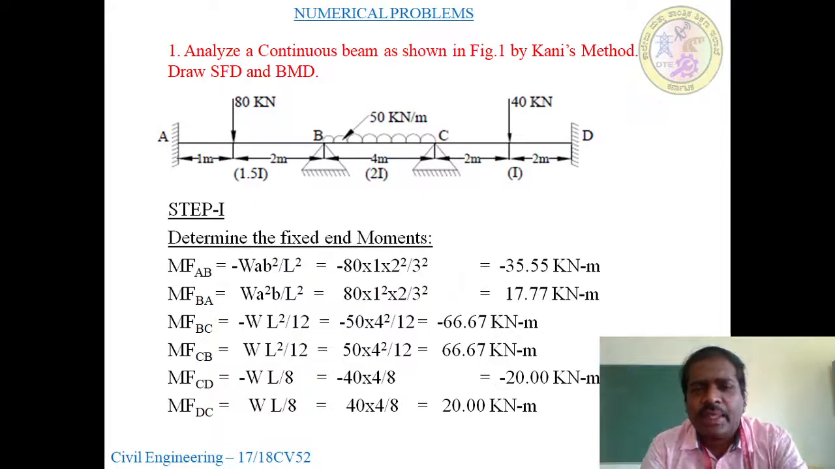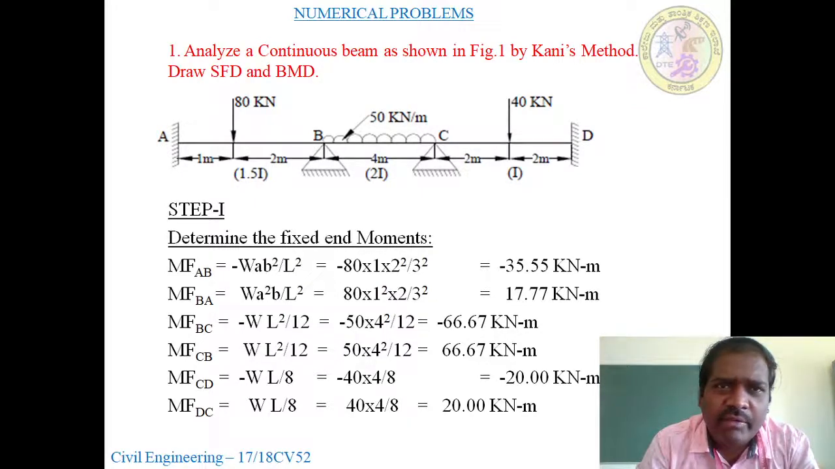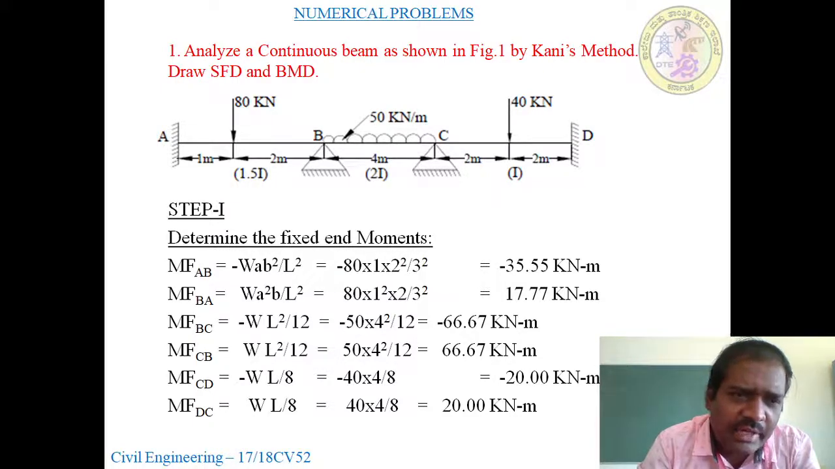Here I will consider a numerical problem where we have to analyze a continuous beam by Kani's method. We have to draw shear force diagram and bending moment diagram. We have a figure here. Support A is fixed and D is fixed, and intermediate supports are hinge supports, but that will be continuous. B and C are the continuous ones. So here we have to calculate MFAB, MFBA, BC, CB, CD and DC.